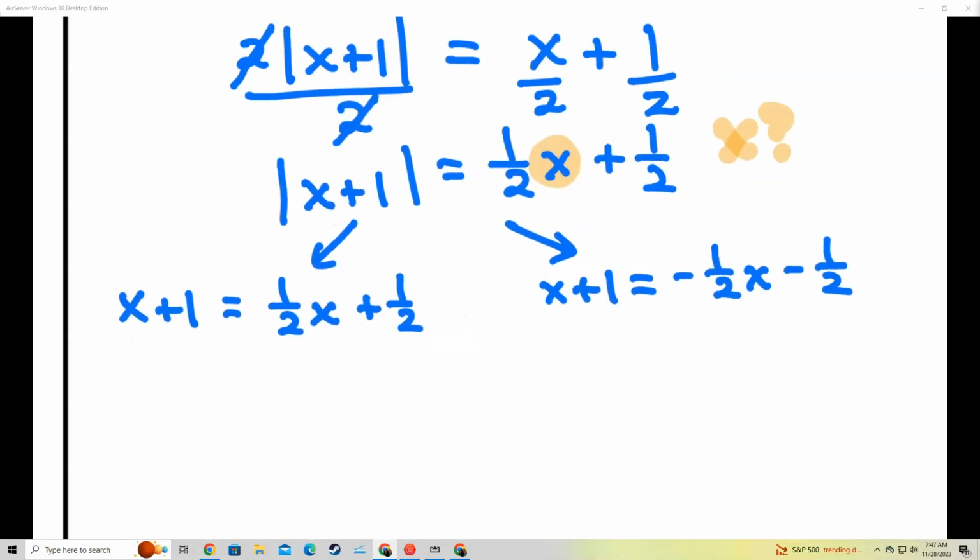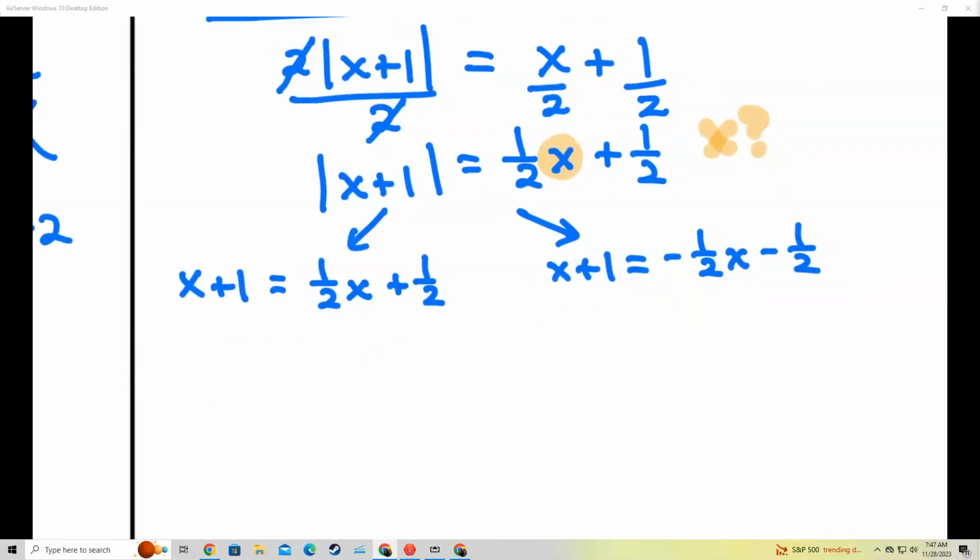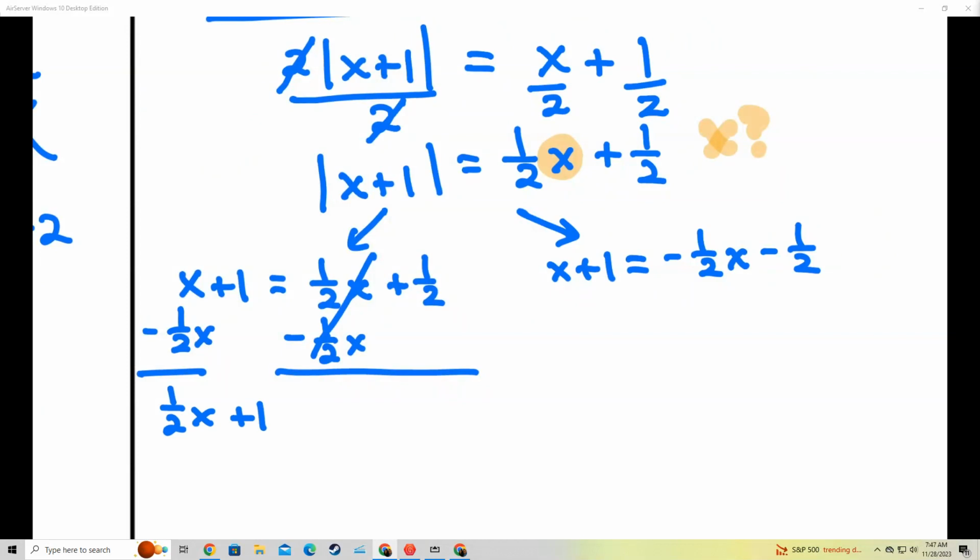All right, let's see. I'm going to get rid of the smaller x on this side. So that means I'm going to subtract 1 half x, subtract 1 half x. These are going to cancel. If you have an x and you subtract half an x, then you're going to be left with half an x. So this is going to be 1 half x plus 1 is equal to 1 half.